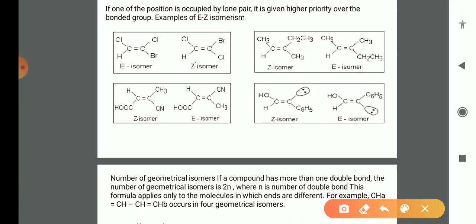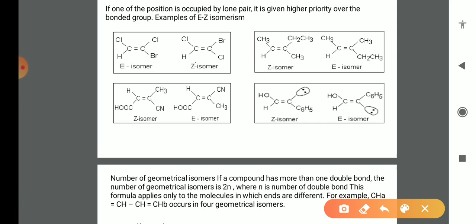And the next one, Z isomer. This is C6H5, the benzene, and the OH. It is a lone pair.